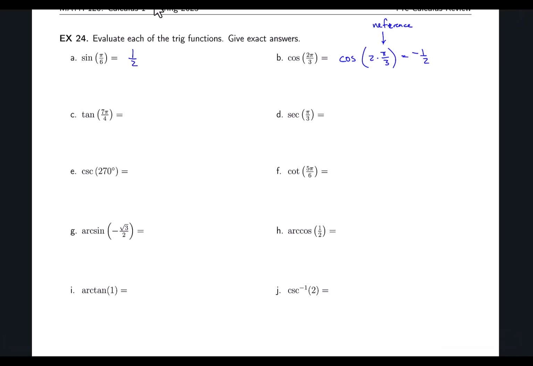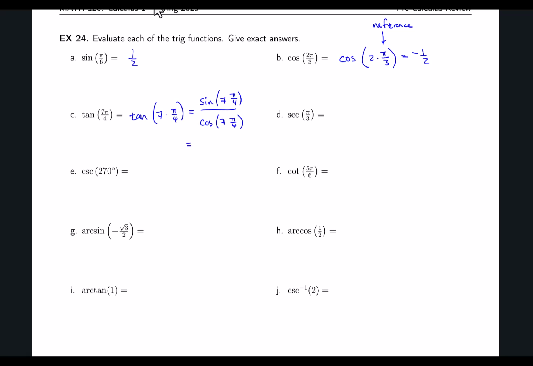Tangent of 7 pi over 4. Okay, so first off, just think of this as tangent 7 times pi over 4. So that reveals the reference angle of pi over 4. All right, now tangent, you do also have to sort of think of that in terms of sine and cosine, unless you have some of the tangent values memorized, which is even better. But if you don't, that's fine. You can still say it's sine of 7 times pi over 4 over cosine of 7 times pi over 4. And you just have to figure out what these two values are and go from there.